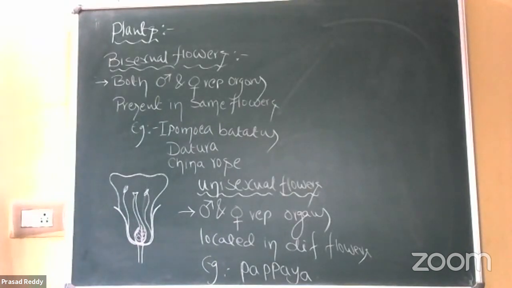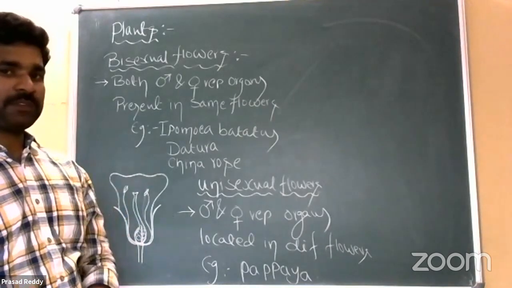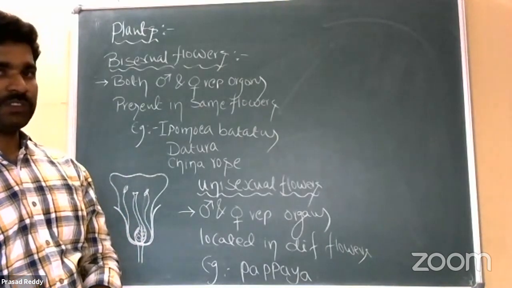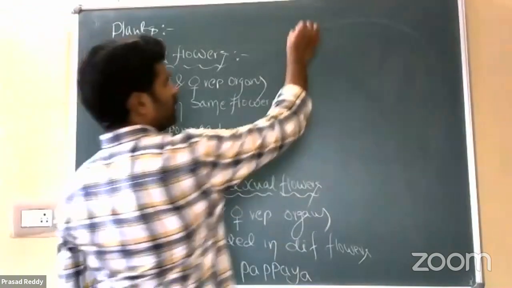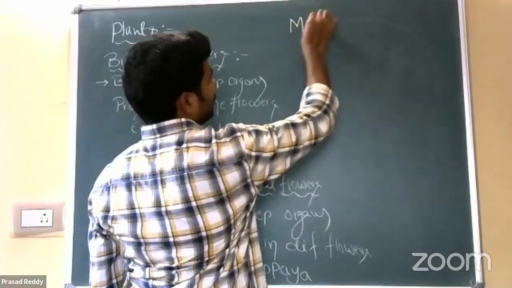Then again, plant sexuality is classified again into two types: monoecious plants and dioecious plants.